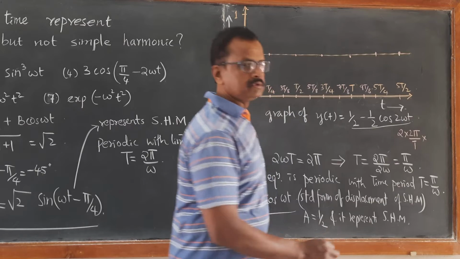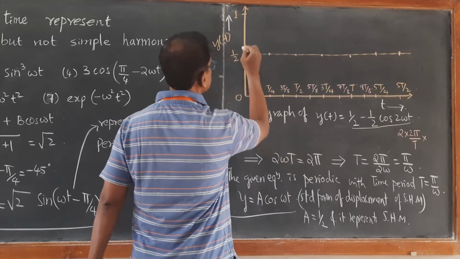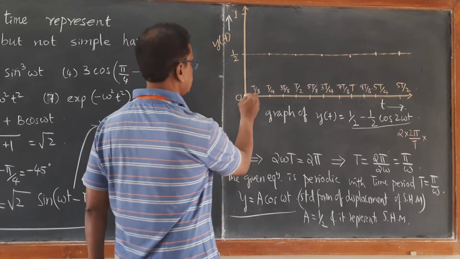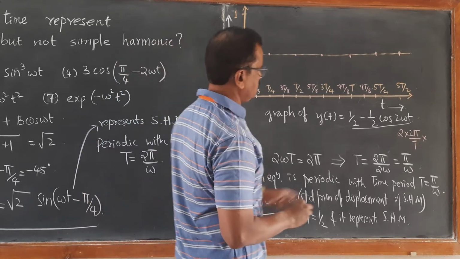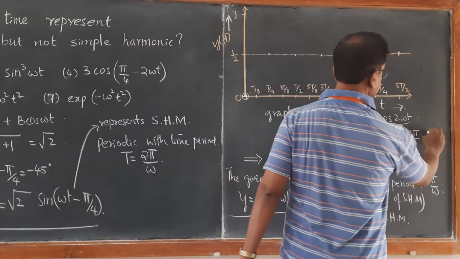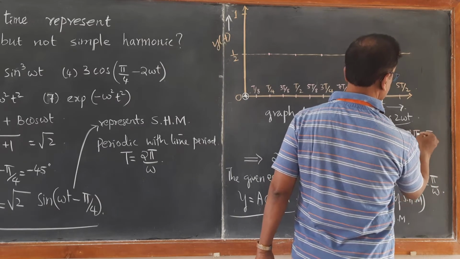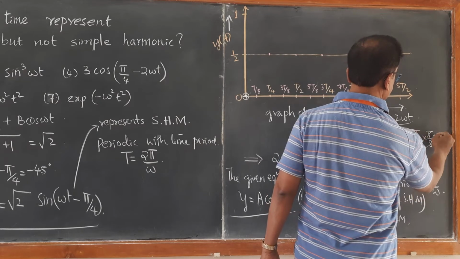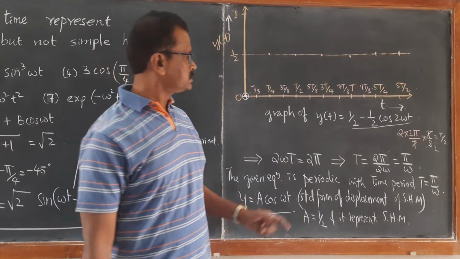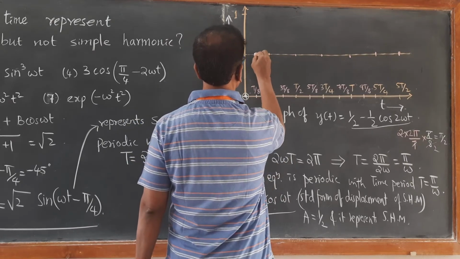When we put t equal to 0, you see, cos 0 becomes 1, half minus half becomes 0. So it starts from this point, 0. So you have to mark 0 first. Then when you put t equal to T by 8, T cancels, so 2 2s are 4, 4 2s are 8, you are left with pi by 2. So cos pi by 2, cos 90 is 0. So you will get plus half. And at T by 8 you are getting plus half.